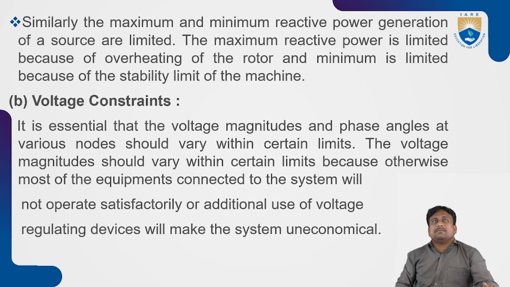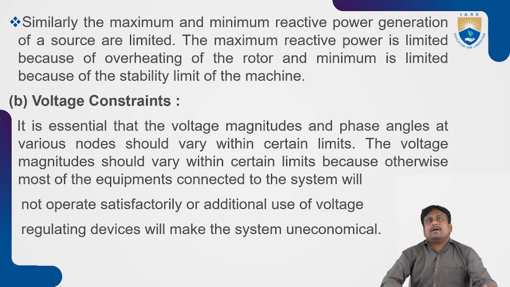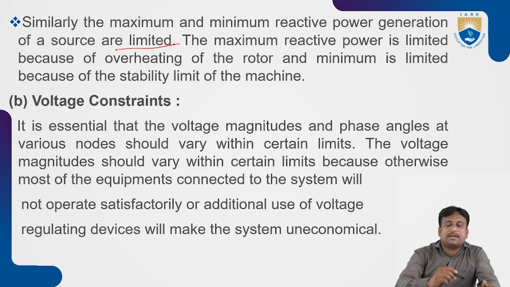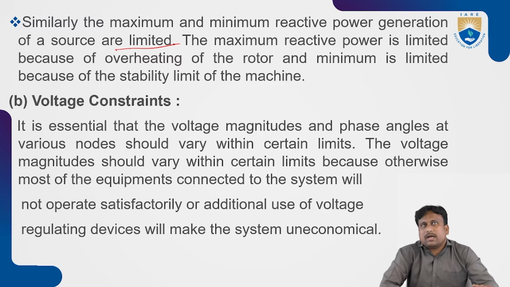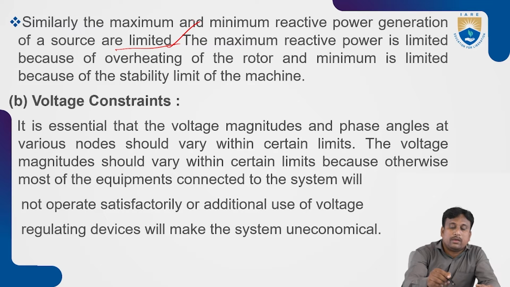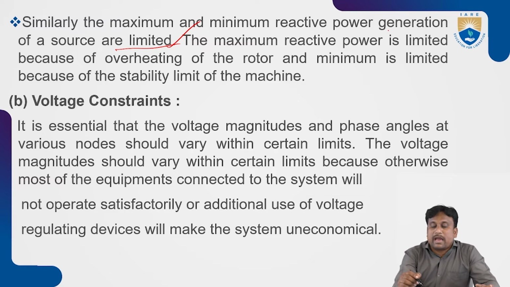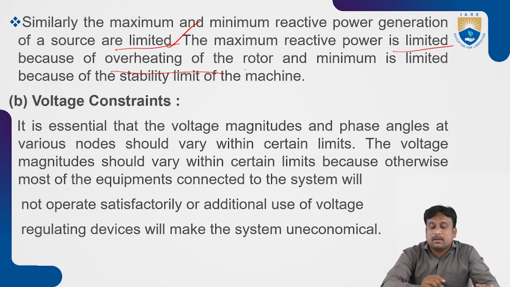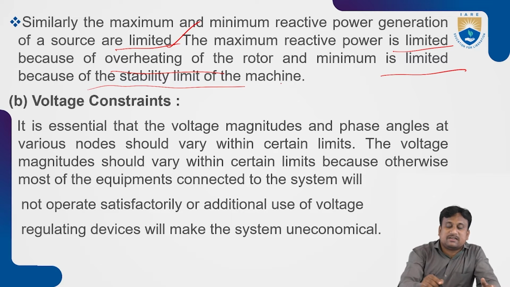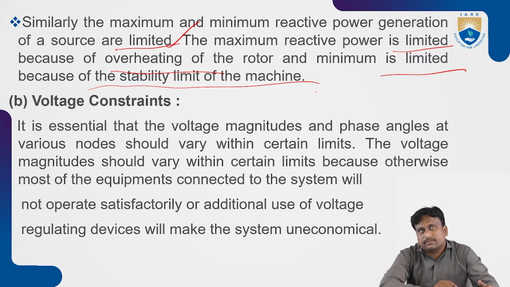So here, similarly, the maximum and minimum reactive power generation of sources are limited. Whatever the maximum and minimum reactive power coming from the source, those are also to be limited. Maximum reactive power is limited because of overheating of the rotor, and minimum is limited because of the stability limit of the machine.